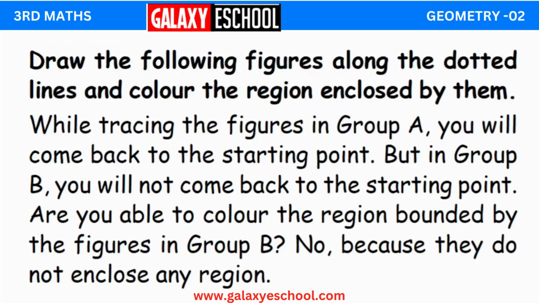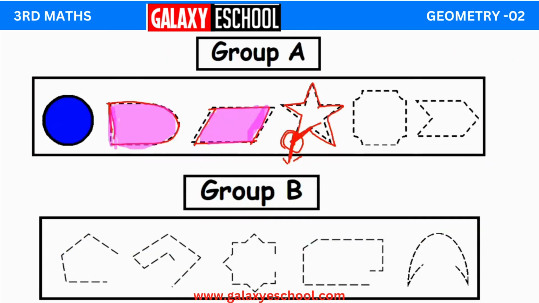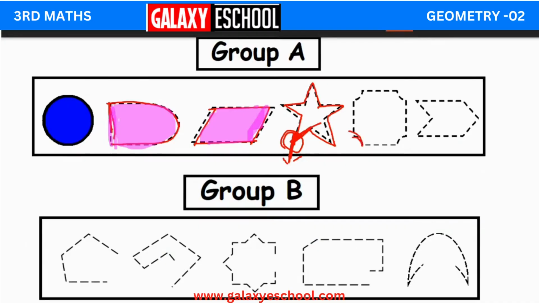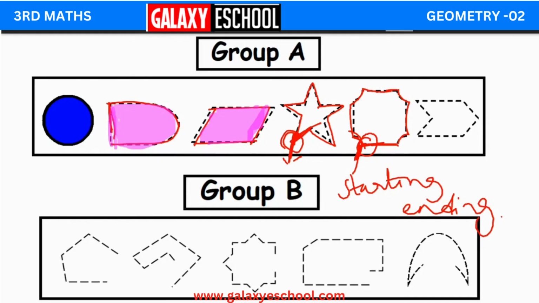Yes, what can we observe in group A? While tracing the figures in group A, you will come back to the starting point. Yes or no? See, I am starting from here. I am tracing, that is drawing on the dotted line. And where am I ending at? Again I am ending at the starting point. Isn't it, children? This was our starting point, and again this is our ending point as well. We are coming back to where we have started.